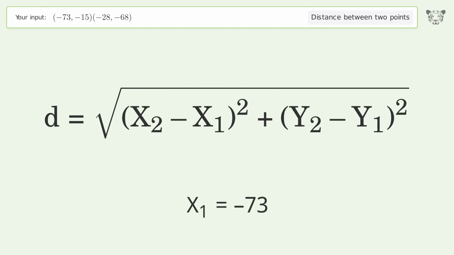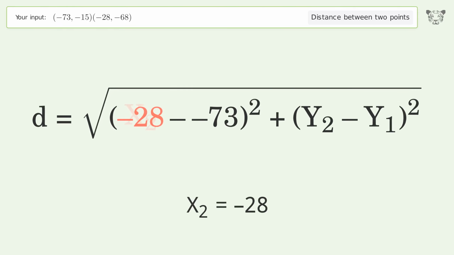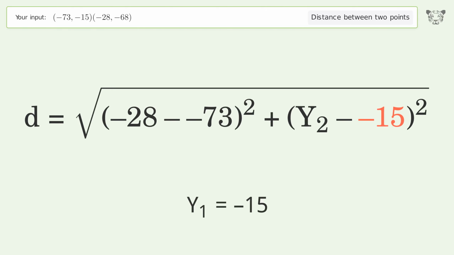x1 equals -73. x2 equals -28. y1 equals -15. y2 equals -68.